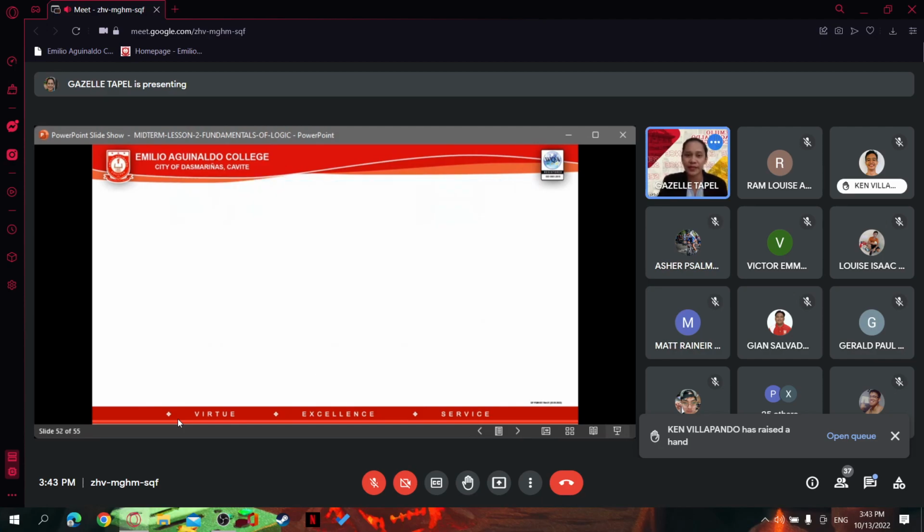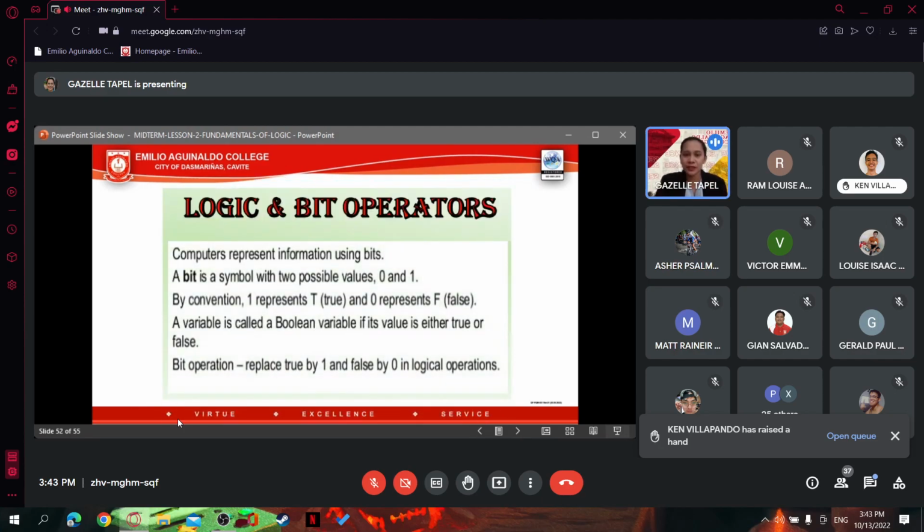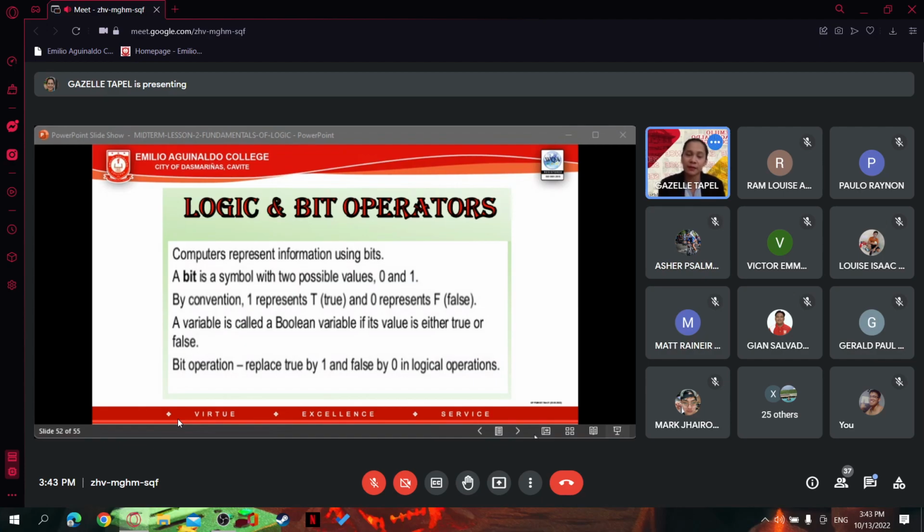Pero may kasunod pa yan. Logic and bit operators. So dito, this is one of the applications sa computer programming. So ito ay dagdag lang na discussion. Hindi talaga to part ng logic, pero pinamention lang since this is one of the applications nito. So sa computer programming, walang true or false, right? Kasi sa logic, sabi natin, if the statement is true, we use the capital letter T. We use the capital letter F if the statement is false.